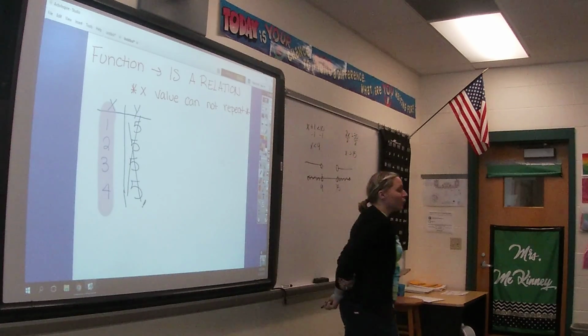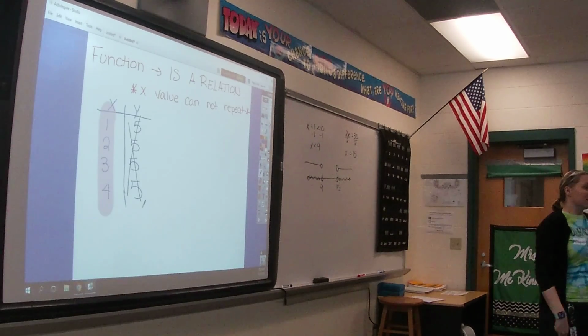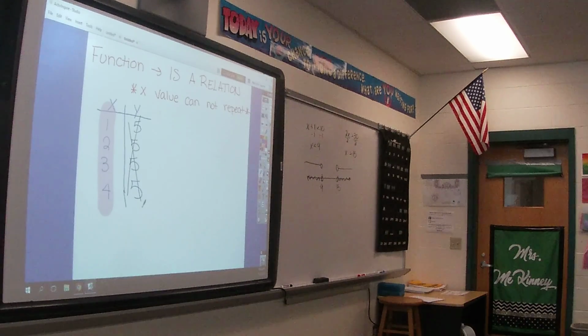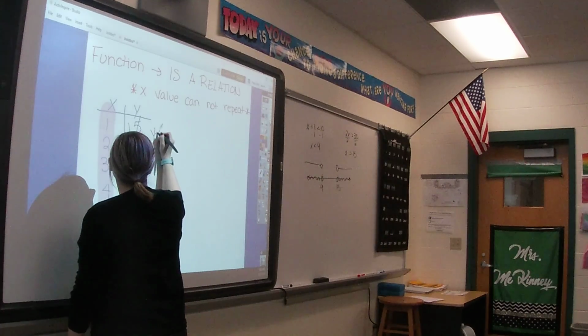Do the x values repeat? No. So is this a function? Yes, that's a really confusing question because it's backwards. Do the x values repeat? No. So is it a function? Yes. So yes, this is a function.